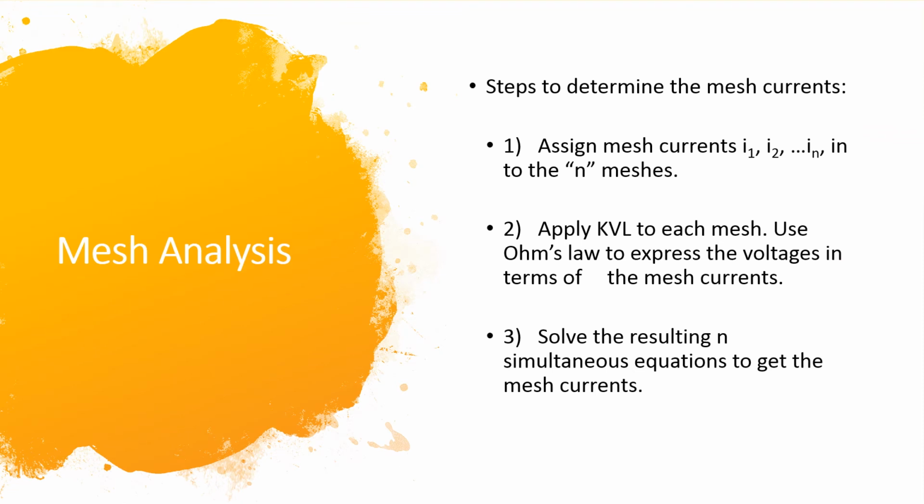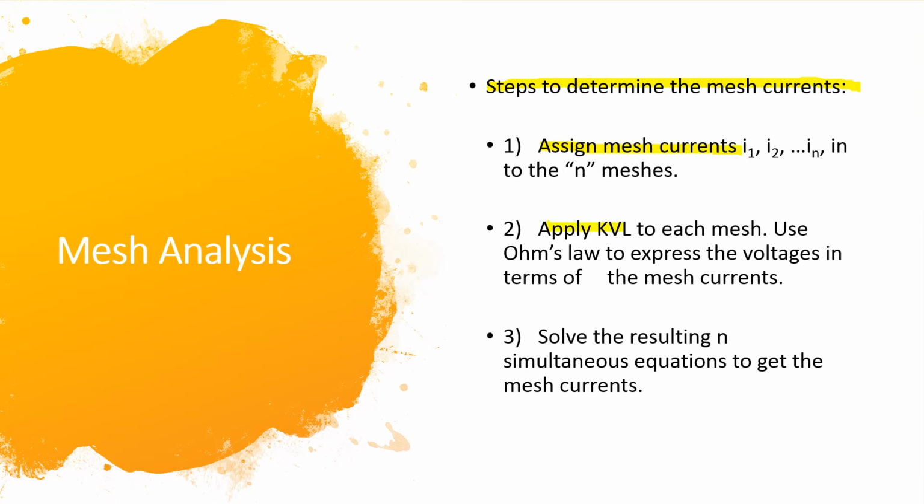Now we will see the steps to determine the mesh currents. Number 1. In the first step, assign mesh currents to each mesh. If you have two meshes, assign I1 and I2. If you have three meshes, assign I1, I2 and I3. After that, assign the direction of the mesh current. In order to avoid confusion, assign the mesh current direction in the clockwise direction.